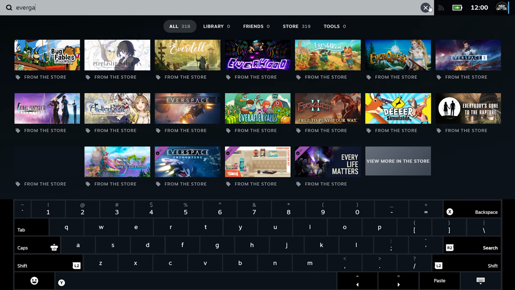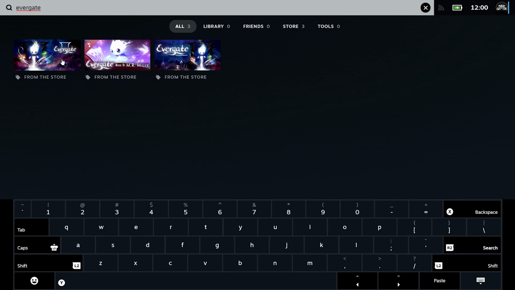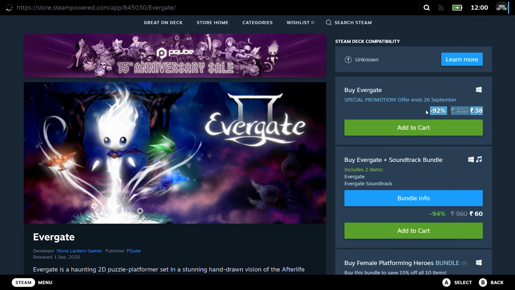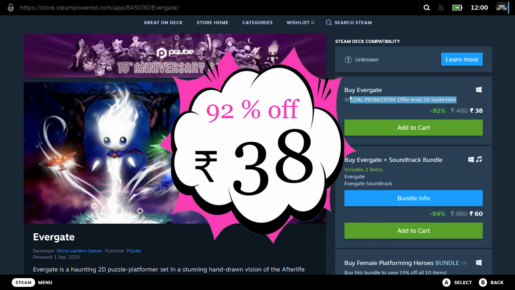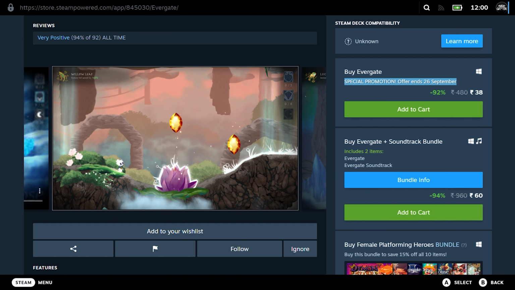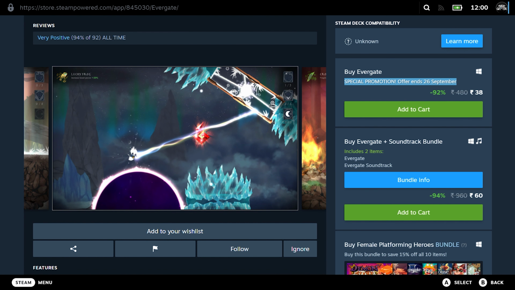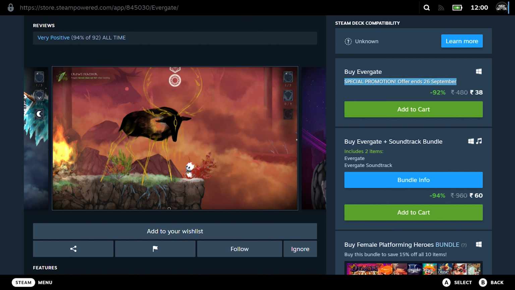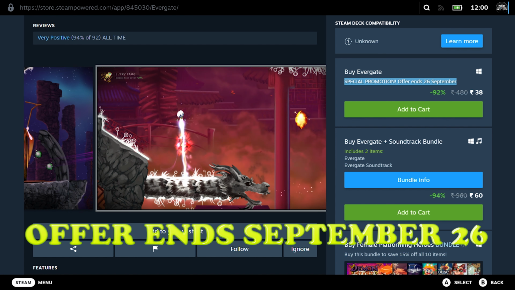Search next, Evergate. Okay, here the game you can purchase at the price of 38 rupees. The offer ends on September 26th.